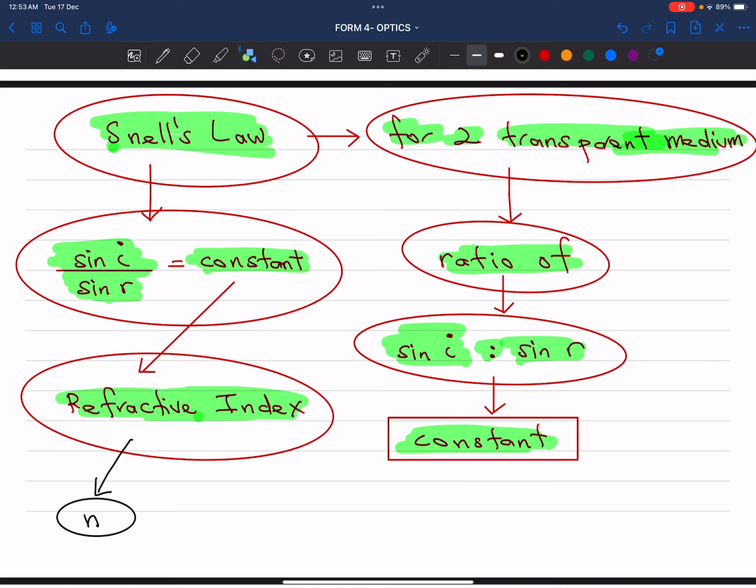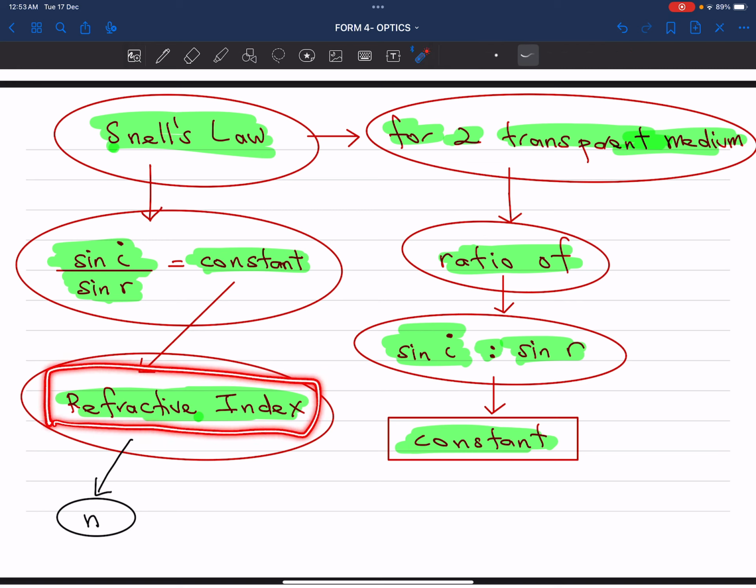So in the next lesson, we will do refractive index in more detail. Refractive index, we will learn in more detail in our next lesson.